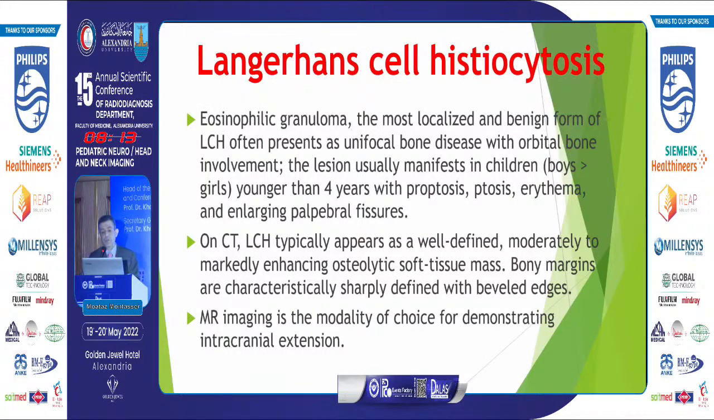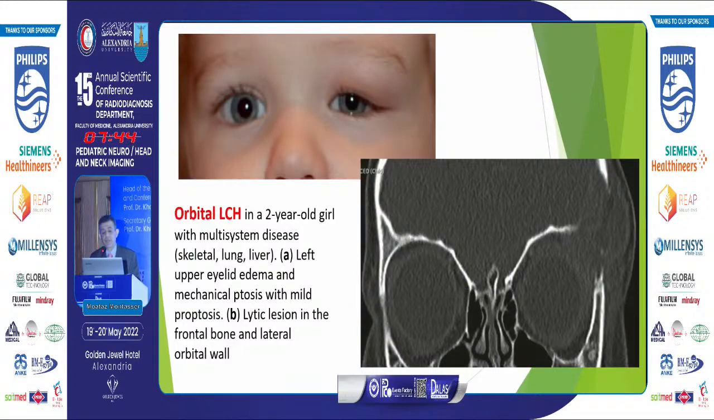Langerhans cell histiocytosis or eosinophilic granuloma is the most localized and benign form of Langerhans cell histiocytosis. It presents as unifocal or multifocal bone disease, usually in young children. They appear on CT as osteolytic lesions with sharp edges, punched out edges, or beveled edges. And MRI is the modality of choice to demonstrate intracranial extension.